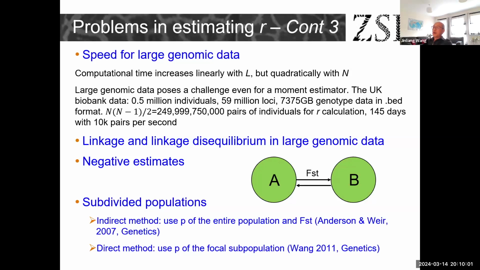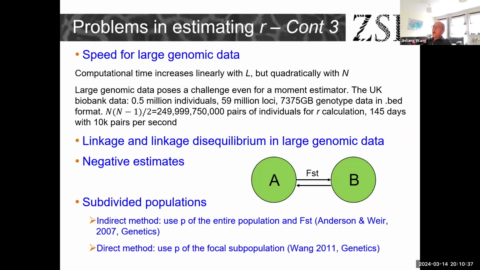One is a method I call the indirect method, developed by Anderson and Wang in 2007, published in Genetics. They use the allele frequencies for the entire population, both A and B, and the differentiation between A and B, FST, to calculate relatedness between individuals within a population. But there is a direct method to do this.